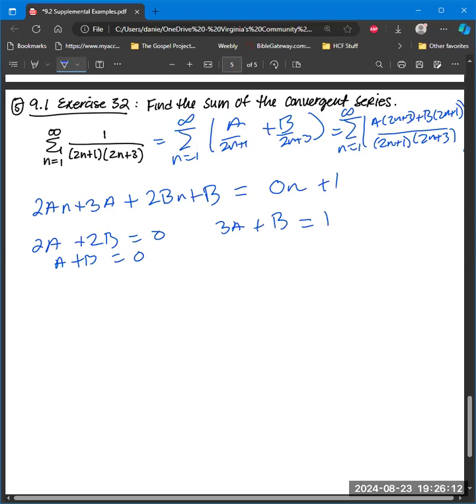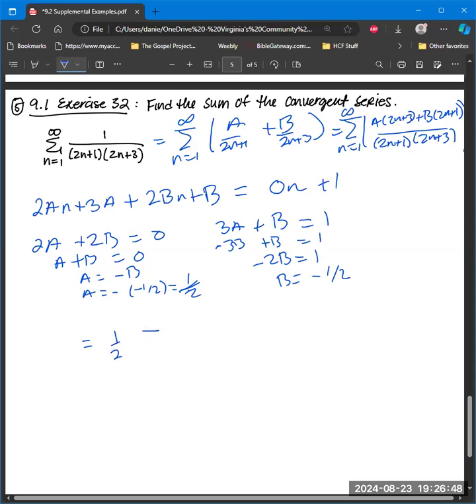So A is equal to negative B. So negative 3B plus B is 1. Negative 2B is 1. B is equal to negative 1/2. And A and B have to be opposites here, so A has to be 1/2. So that makes, let's pull out the common factor of 1/2 in front of this series.